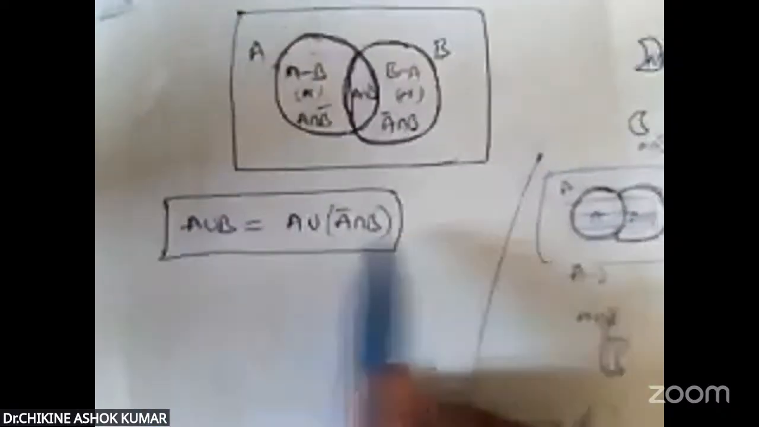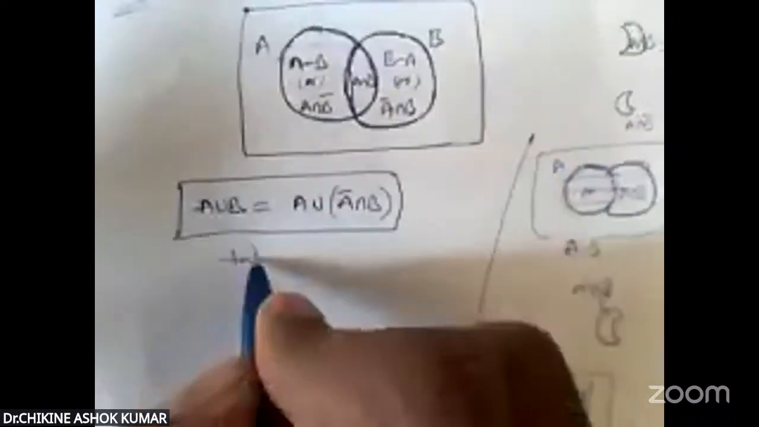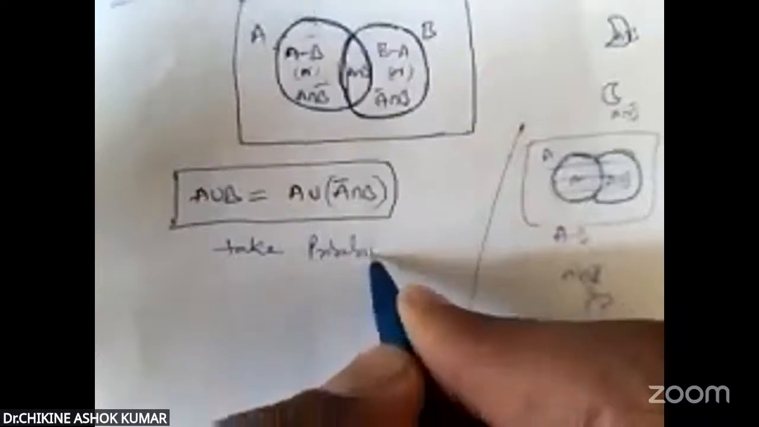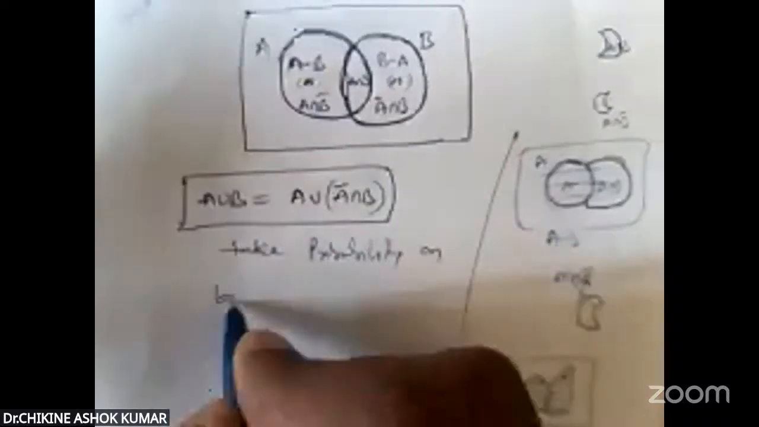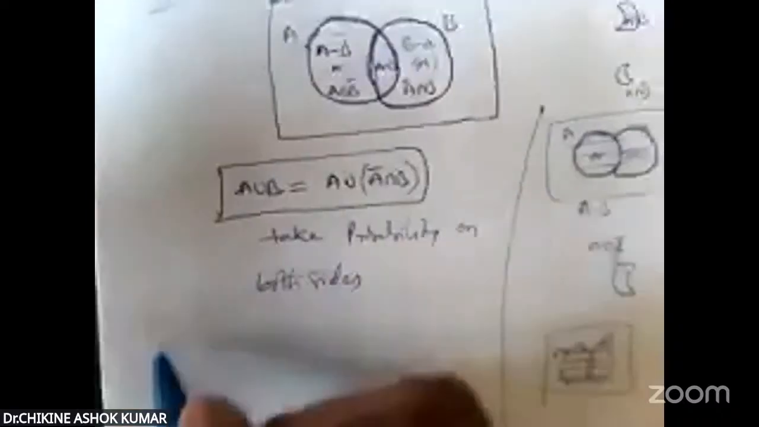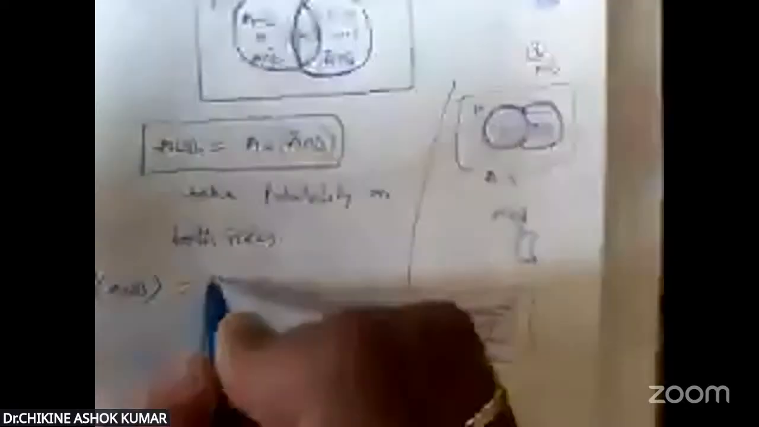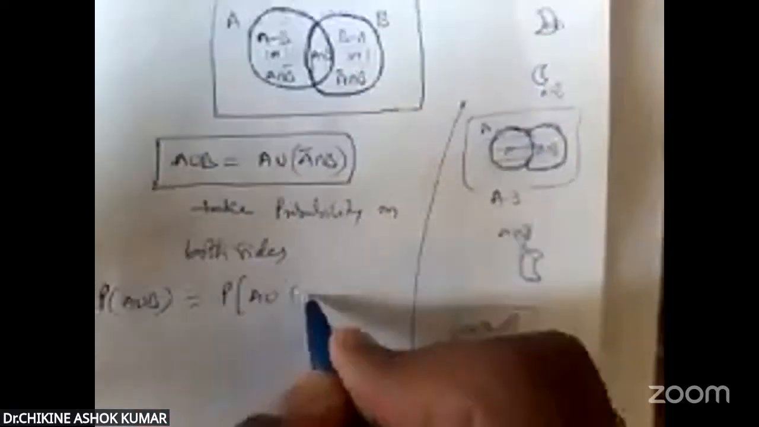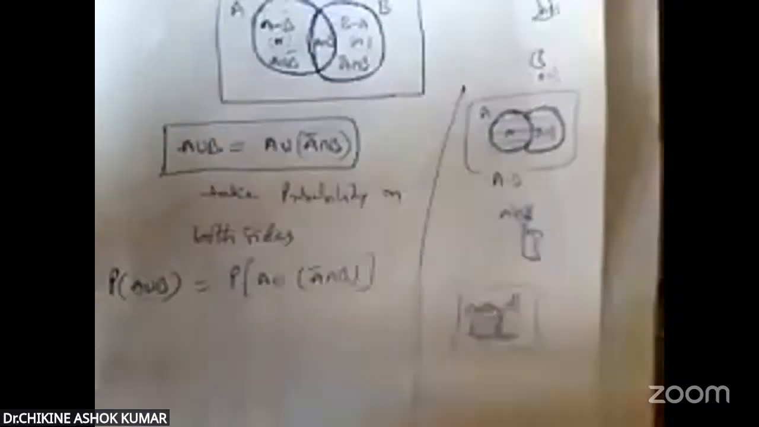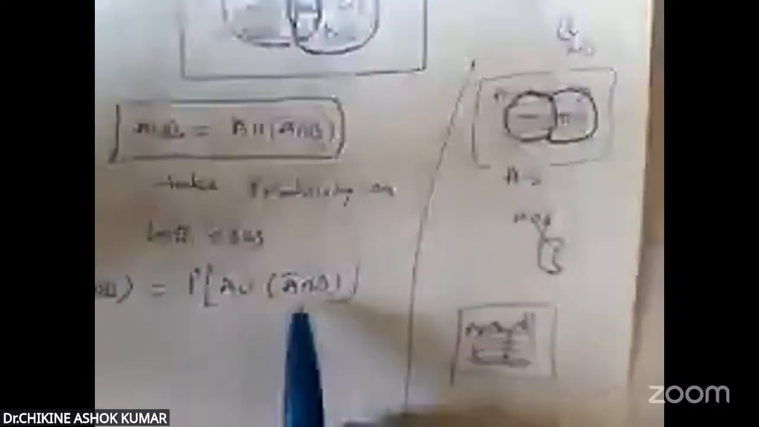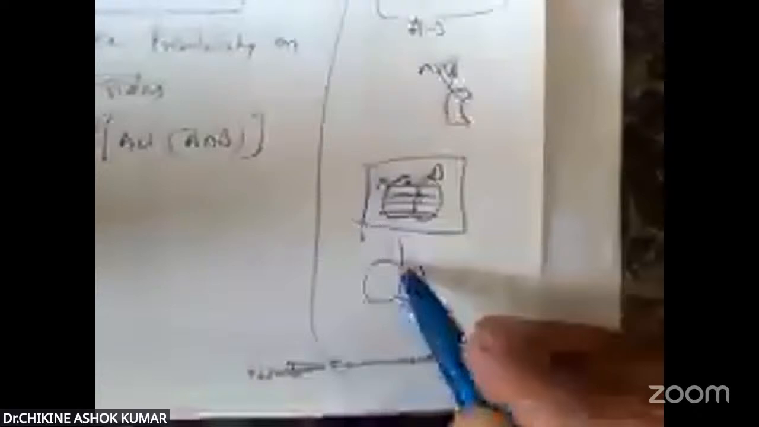For this, take probability on both sides. So probability of A union B equal to probability of A union A bar intersection B. And here, what is the nature of A and A bar intersection B? A is this circle, A bar intersection B means this part. Of course they are touching, but there is no common region between these two, meaning these two are disjoint events or mutually exclusive events.